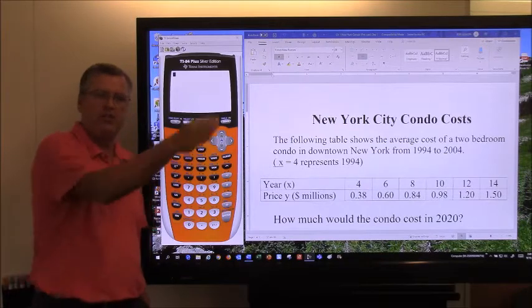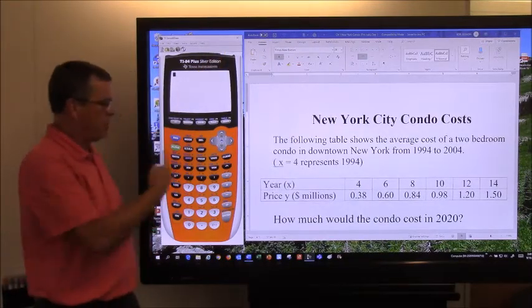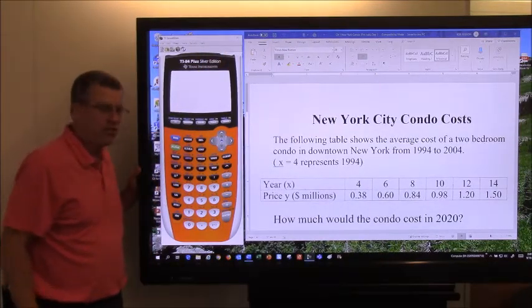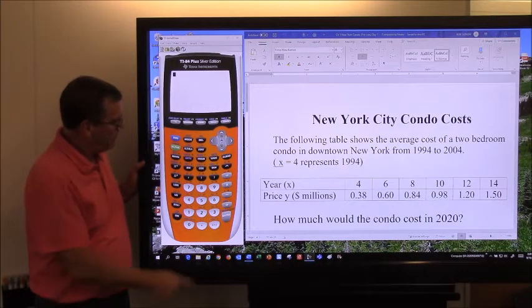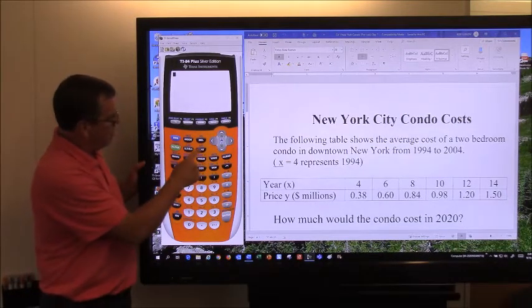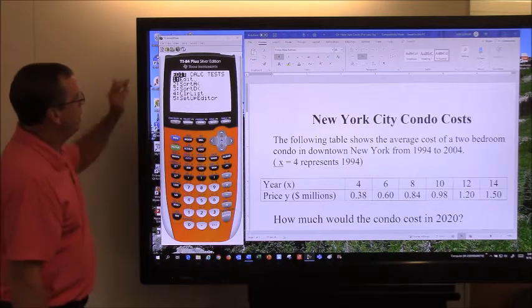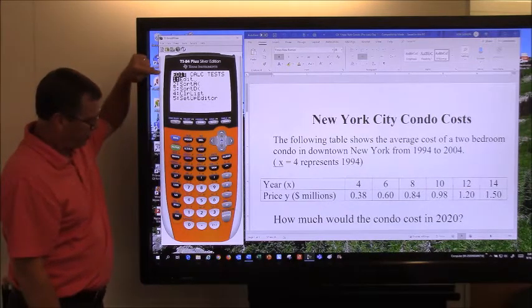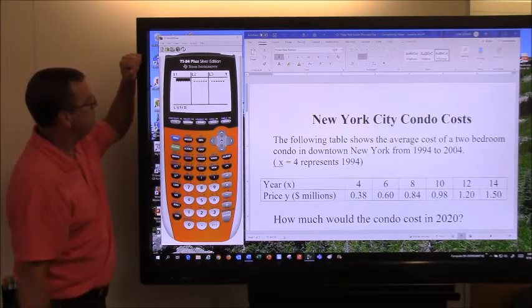We'll do them for exponential functions. We're going to keep on revisiting this idea throughout the school year, all right? So I'm going to write this stuff down. I'm going to hit the stat button. And what I want to do is edit information, so I'm going to go to option 1.